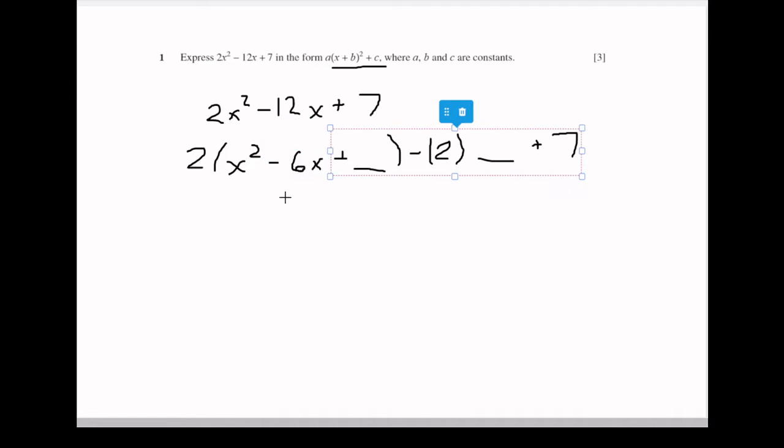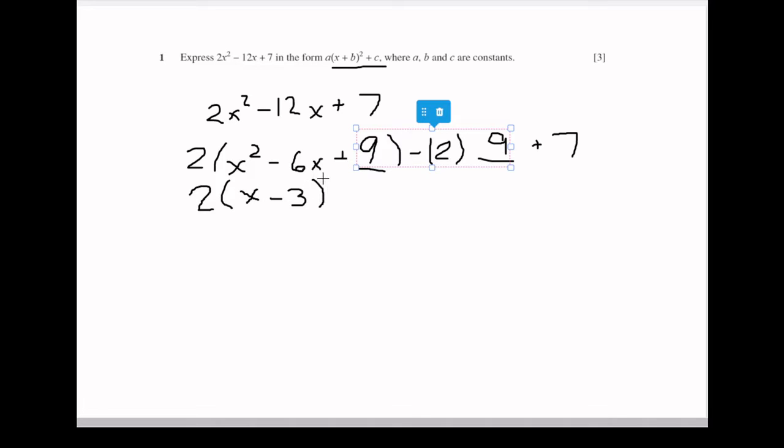So the way we get our number in the blank is that we divide the number next to just the x by 2. So that'd be negative 3. Then we square it and we put that number in the blank. So that'd be 9 in this case. So we just fill in the rest of our numbers now. We have 2 times (x minus 3) squared. Then we have negative 18. We do 2 times 9, negative 2 times 9. Plus 7, and the negative 18 plus 7 is negative 11.